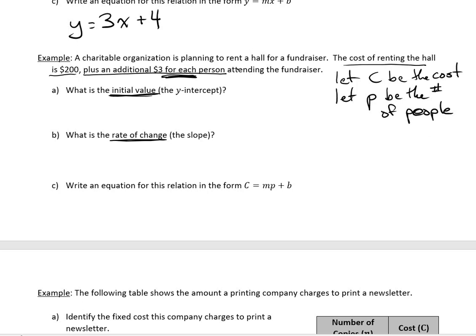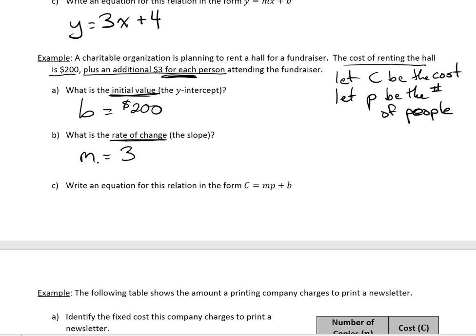So anytime we have a word problem where the variables are not told, we do have to declare what they are. So the initial value, the y-intercept, when there are no people coming, the cost is just the $200. So B is equal to $200. And the rate of change, or the slope, is every time we get another person, the cost goes up by 3. So our cost is going to be going up by 3 per person. The slope is going to be 3.